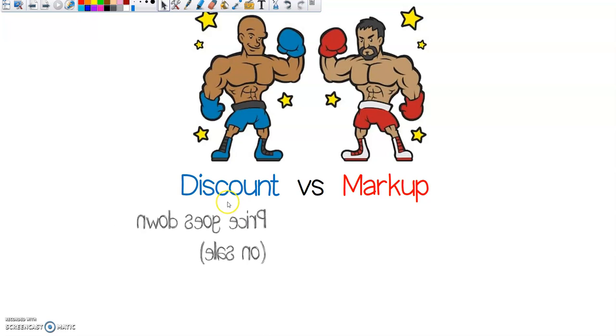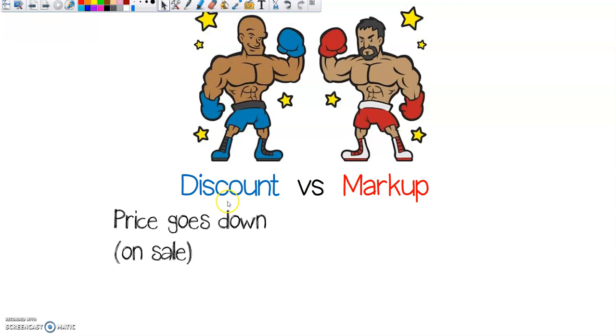A discount is when the price of something goes down, or basically it's on sale. So at Christmas, there'll be lots and lots of discounts. You can buy these wonderful shoes for 20% off. That would be a discount. A discount's a good thing for us, but there are also markups.